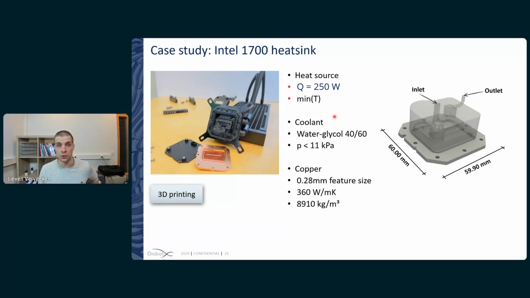For coolant, we'll use a water glycol mixture with a 40-60% mixture rate. And to make sure that the pressure drop doesn't rise to infinitely high, we'll also impose a pressure drop constraint set to 11 kilopascal.